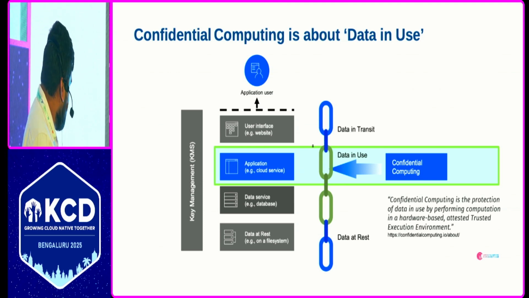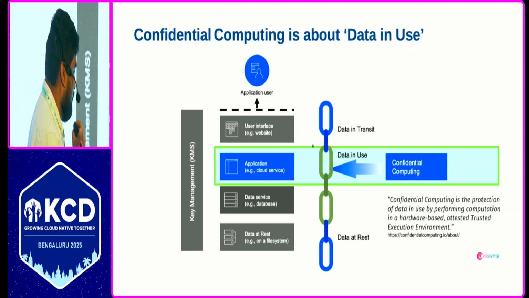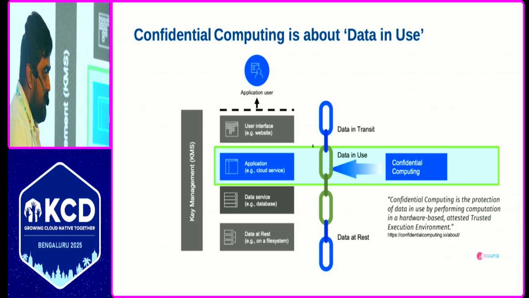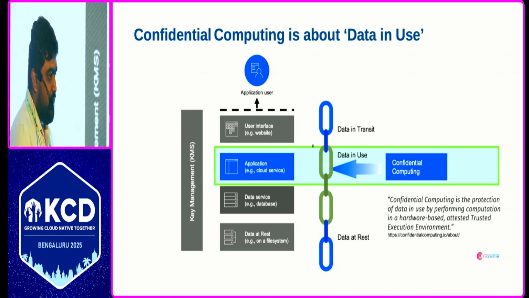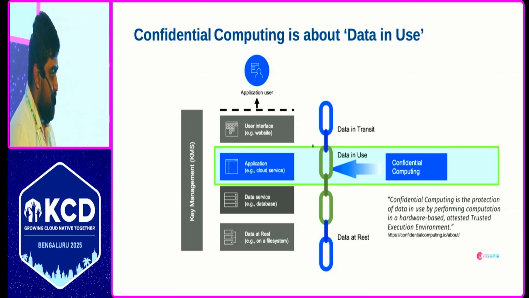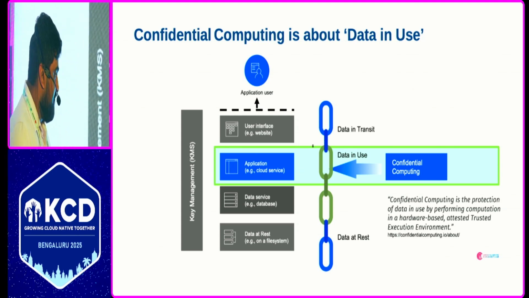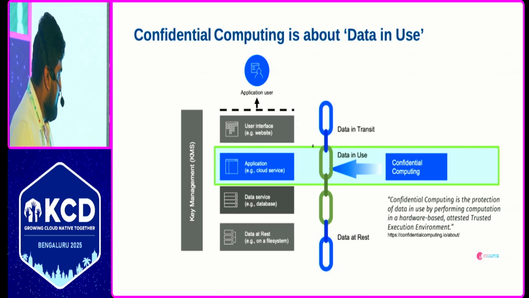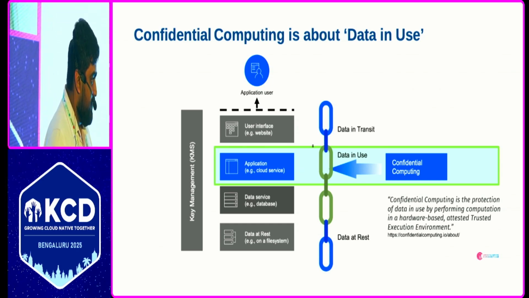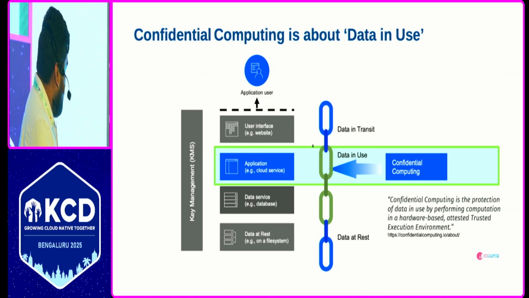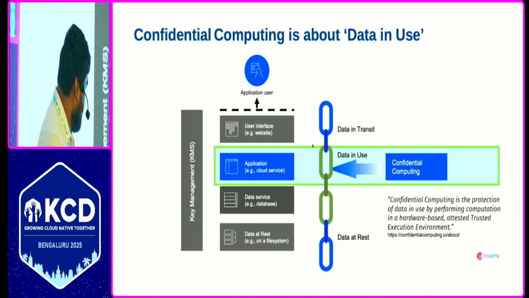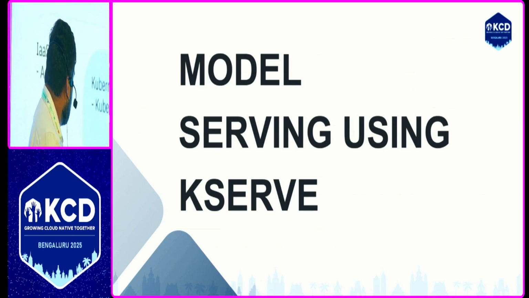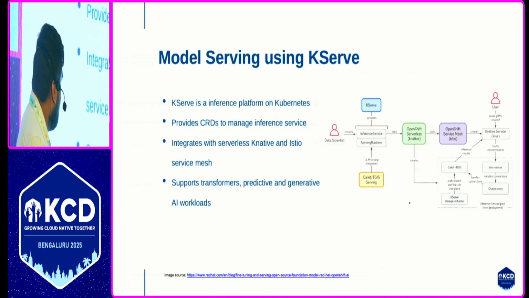But the main question is, how do we encrypt the data that is in use? This is where confidential computing comes into the picture. Confidential computing, as Rishika mentioned, provides the hardware-based trusted execution environment, which is a secure enclave, where your data is encrypted and other processes can't see your data. Only the process that wants to use the data will use it. Let's continue to the next stage.